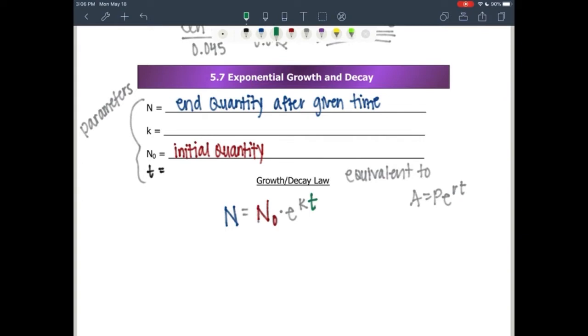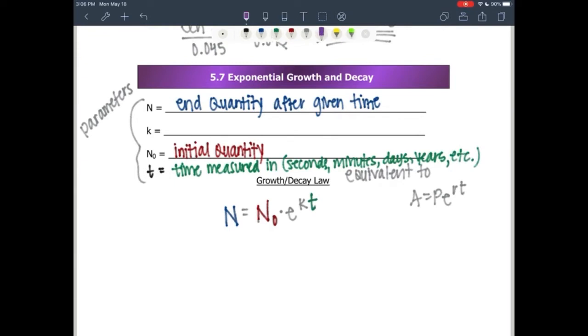So let's talk about time. Time is not a number of years like it was with the compound interest with money. Time can be measured in whatever you want to measure it in. So it can be measured in seconds, in minutes. It's not restricted to just years. It could be days, it could be years, etc. It could be measured in any unit of time.